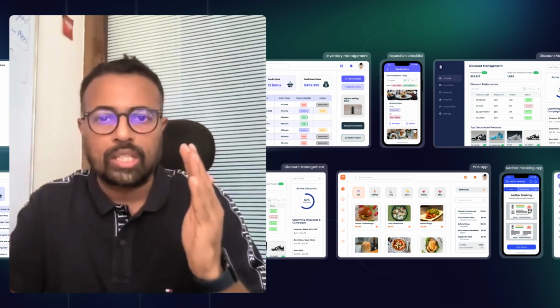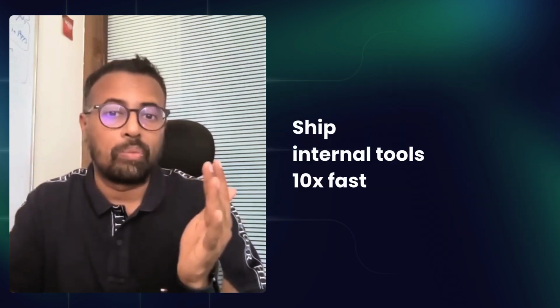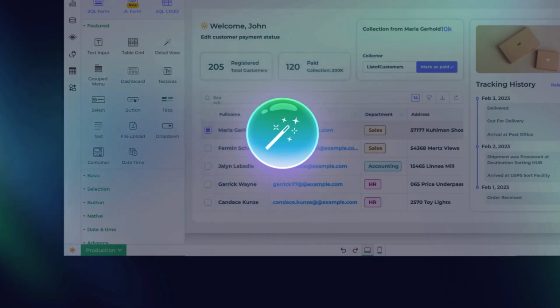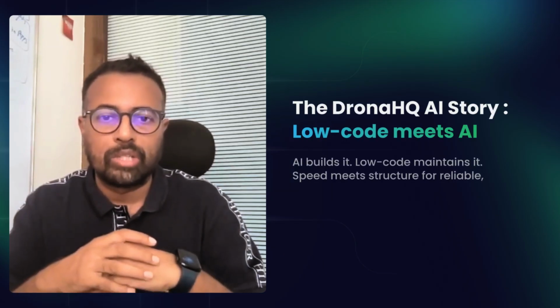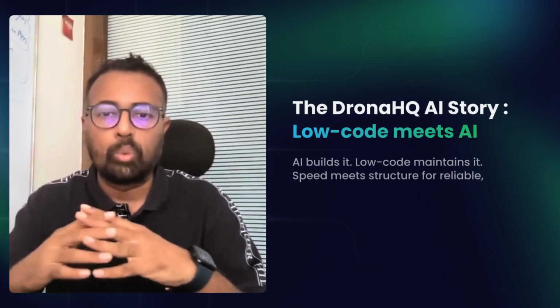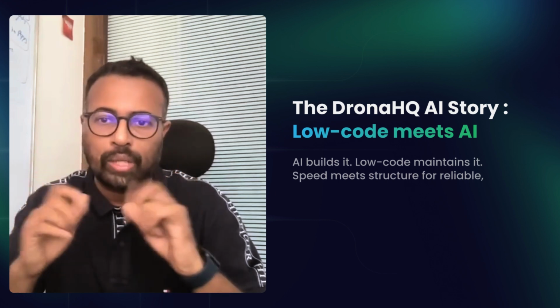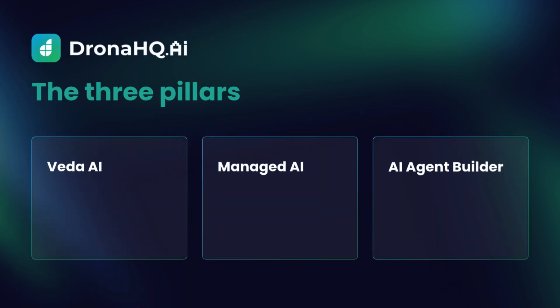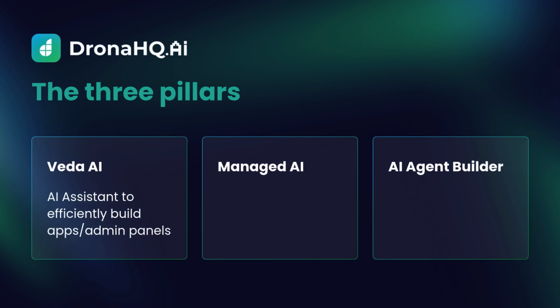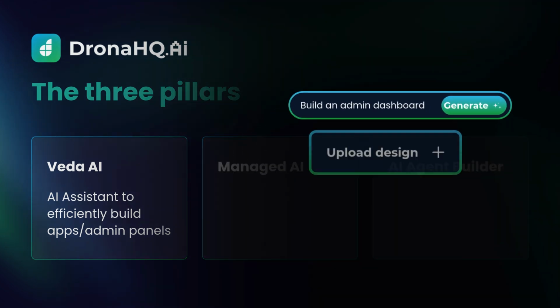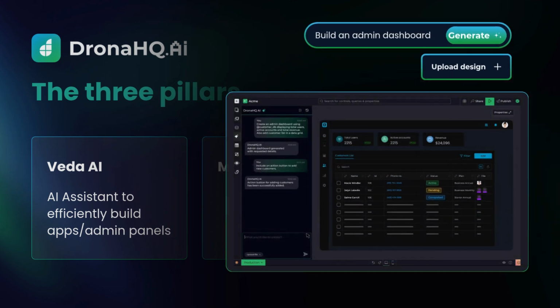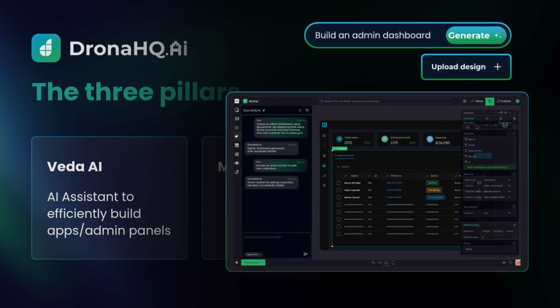Low-code has already shown us how quickly teams can ship internal tools. And add AI to that mix, and the game changes entirely. We are taking the mission to its next frontier by unveiling the DronaHQ AI Suite, comprising three tightly connected capabilities inside DronaHQ. Veda AI, an intelligent assistant that transforms your natural language prompts or design files into fully built apps and admin panels in minutes.